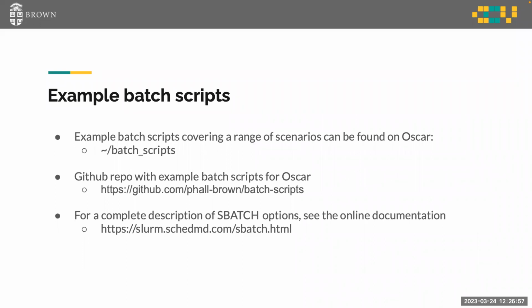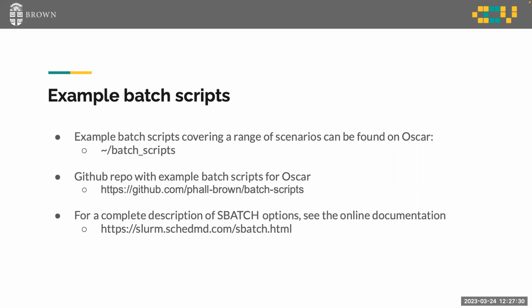For those of you who want to see some examples of batch scripts on Oscar, in your home directory there's a directory called batch_scripts that everybody has access to. You have read access, you don't have write access, but it's full of example batch scripts that you can use as templates. Some of them are older, and not necessarily well documented or in the best shape, but they'll get you started. I have a GitHub repo with some example batch scripts for Oscar that you can go and grab that are set up a little more formally.